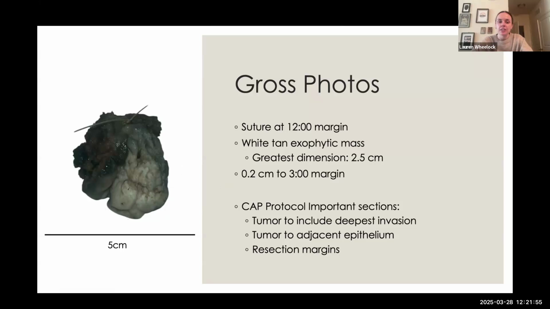Before grossing this, I did consult the CAP protocol just to make sure I was going to do it correctly. The CAP mentions 3 important sections that need to be included in the pathology report. The first being tumor to include deepest invasion. The second being tumor to include adjacent epithelium, and the final being resection margins. It mentioned that if the lesion was close enough to a resection margin, a perpendicular section should be taken.